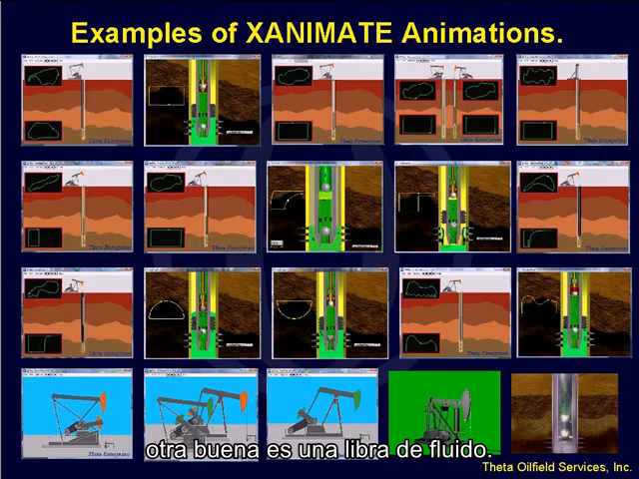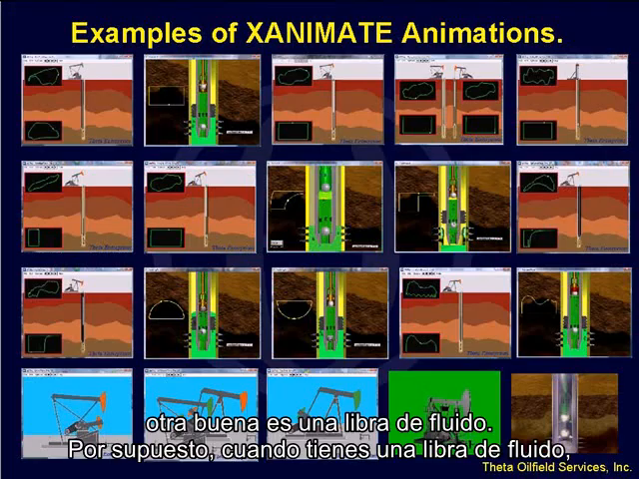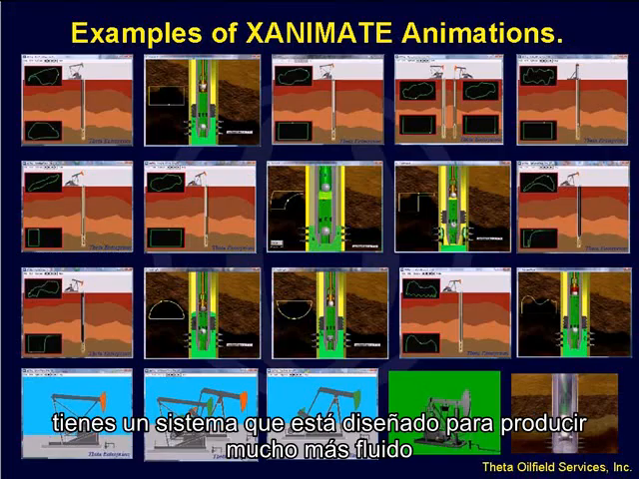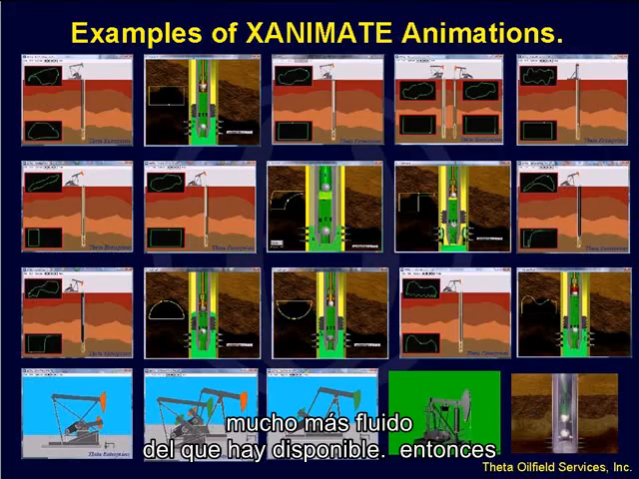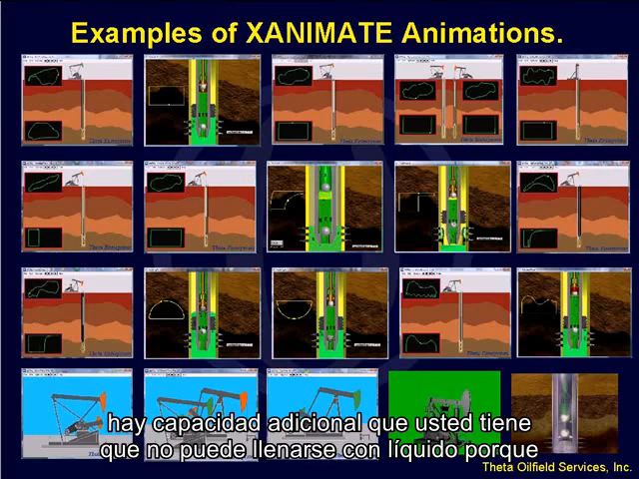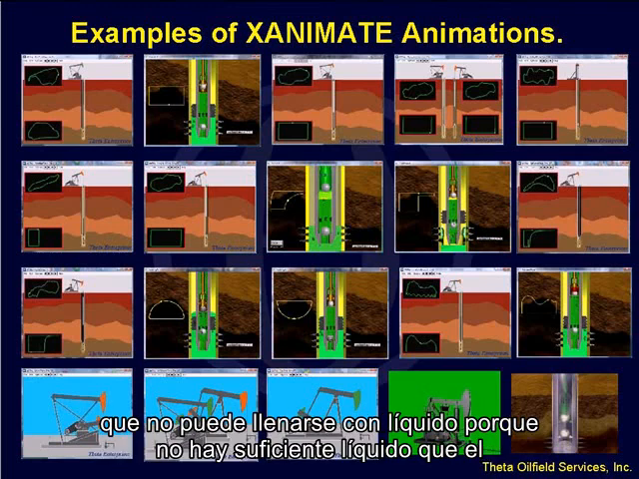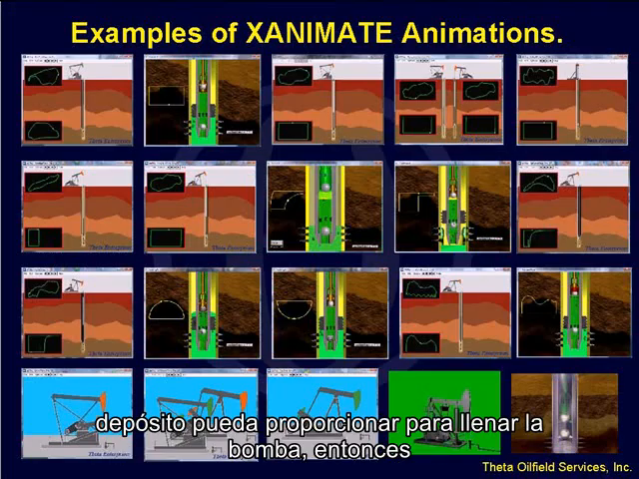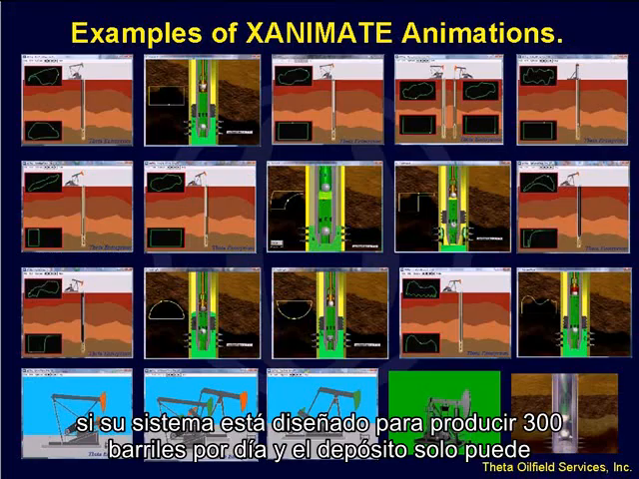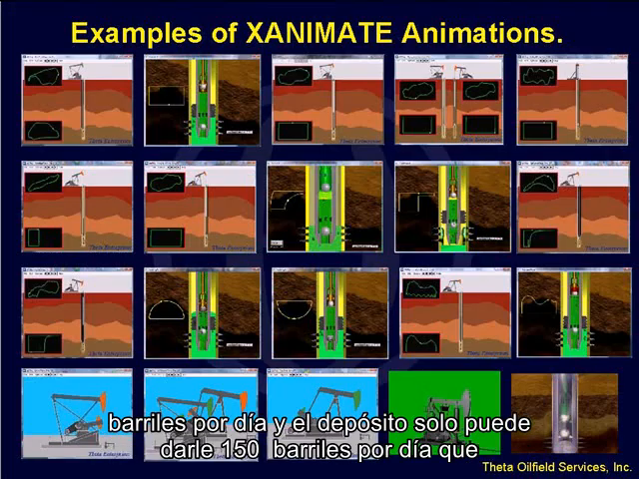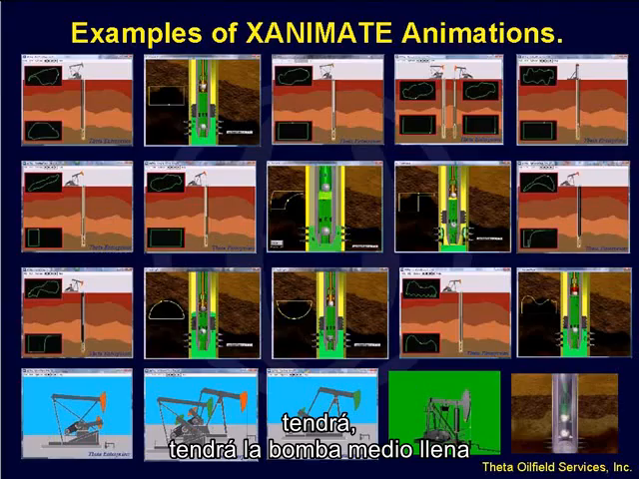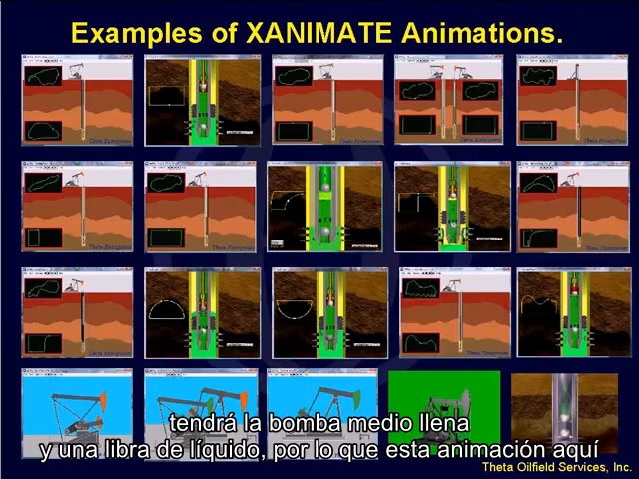Another good one is fluid pound. Of course, when you have fluid pound, you have a system that is designed to make a lot more fluid than there is fluid available. So there is extra capacity that cannot be filled with fluid, because the reservoir cannot provide enough fluid to fill up the pump. If your system is designed to make 300 barrels a day and the reservoir can only give you 150 barrels a day, you're going to have a half-full pump and fluid pound.